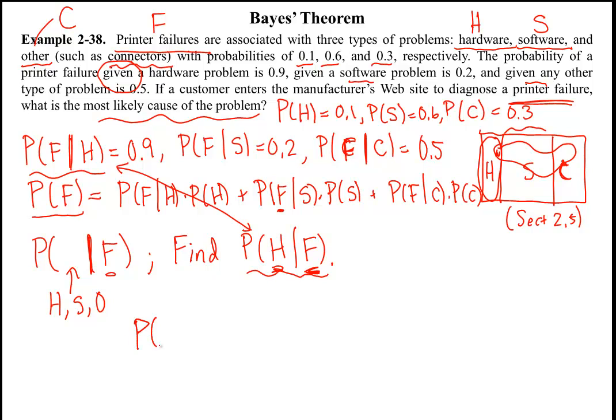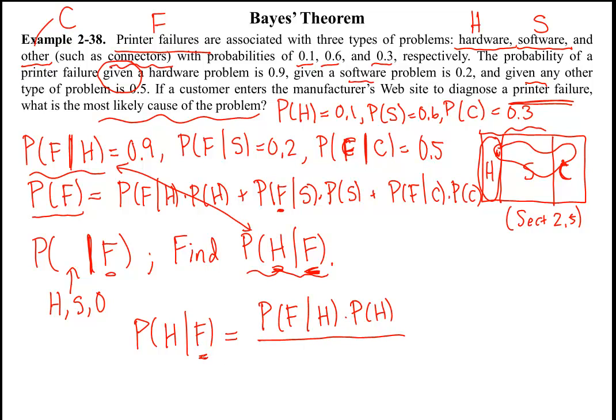So probability of hardware given printer failure is equal to, and here's where I'm using the Bayes' theorem formula, the probability of failure given hardware problem times the probability you even had a hardware problem, all divided by what you conditioned on. And you conditioned on the probability of failure. So down here is the probability of failure. Given that I have a failure, I'm sitting in the failure realm. What's the probability it's coming from hardware? The denominator is always going to be the total law of probability that you did from section 2.5.